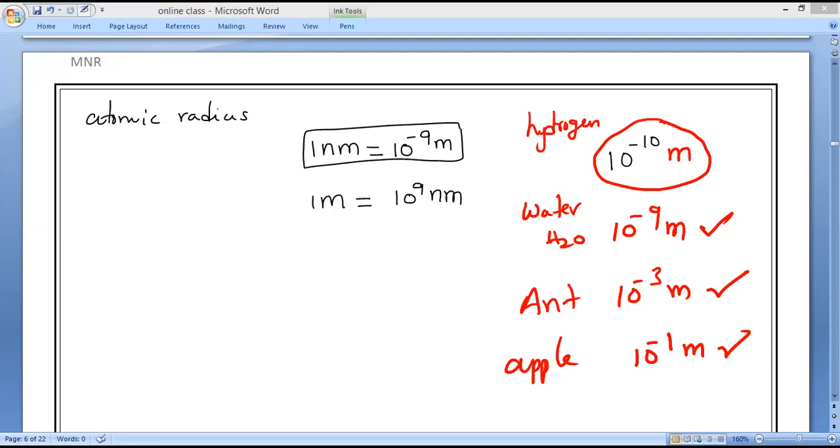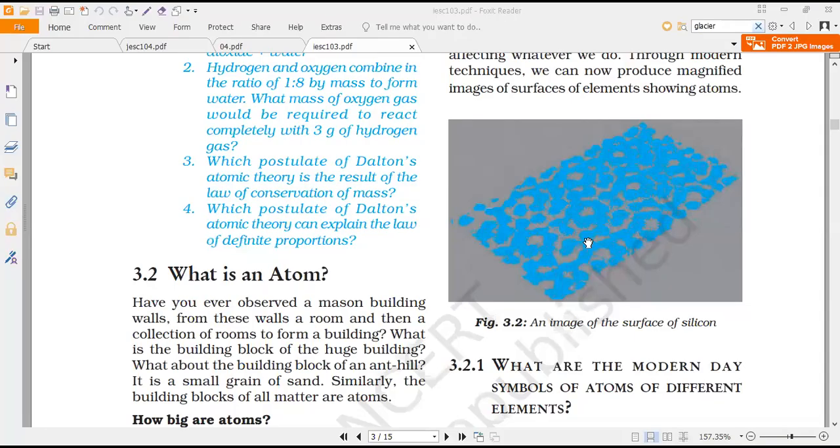With the help of these microscopes, you can observe the surface of atoms. For example, even in your textbook, they have given figure 3.2, an image of the surface of silicon. All of you see that. You might notice how the atoms are arranged. This is the surface of silicon atoms as seen with the scanning tunneling microscope. It appears how the atoms are arranged in the element silicon.